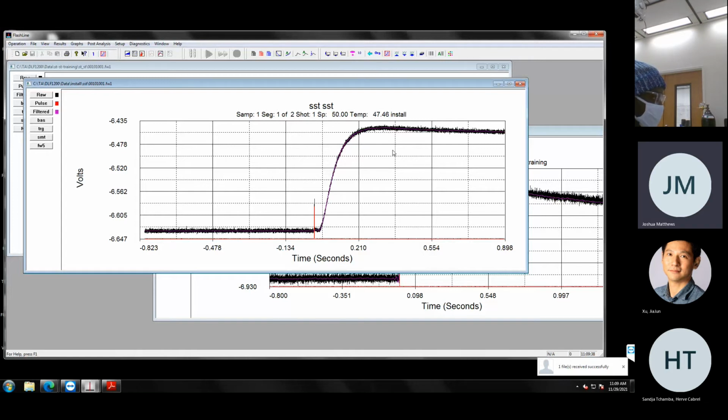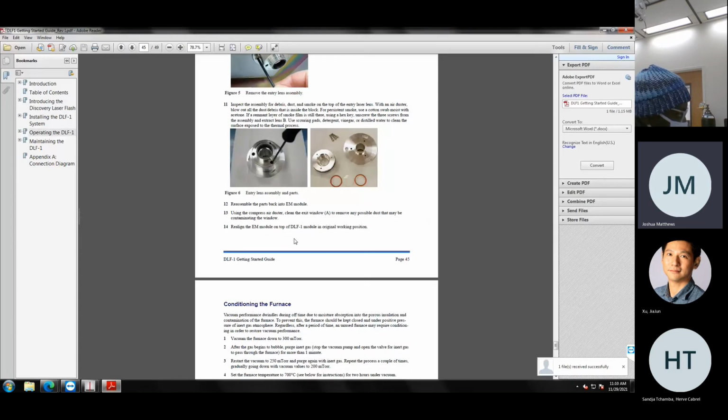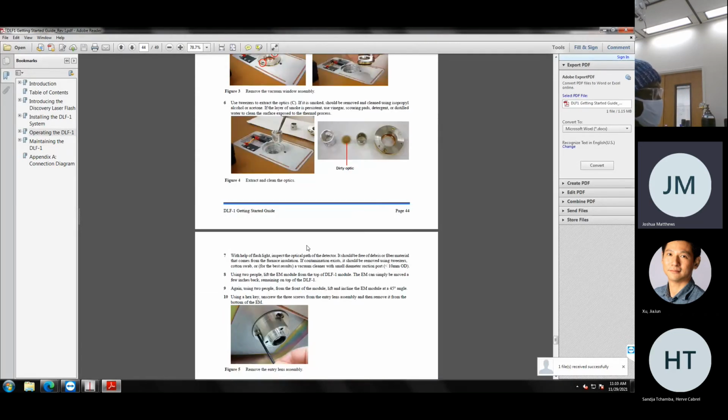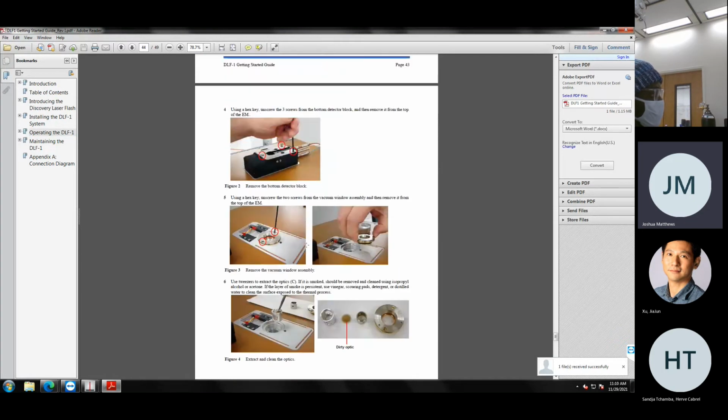Reach out to the applications group for your sample prep questions. And remember that your getting started guide is here. That will show you how to at least get started on a test, if you get stuck on where to click or what to do here.